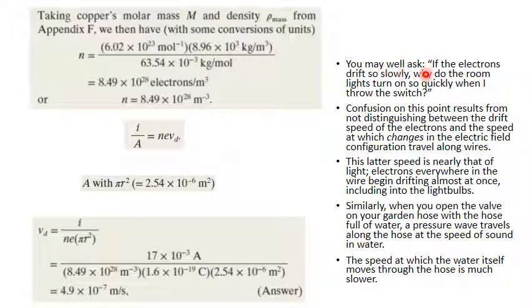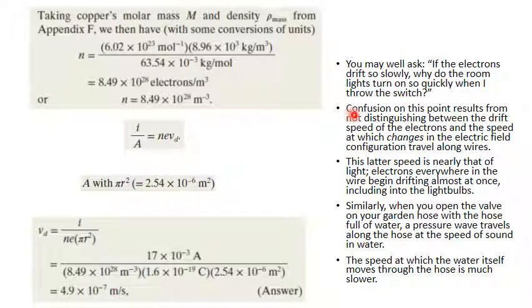You will ask, if the electron drift velocity is so slow, why do the room lights turn on so quickly when I throw the switch? Actually, we are not talking about the first electron in the wire moving to the end of the wire. No. We are talking about a stream of electrons. Each electron pushes the following electron. So the first electron pushes the second, the second pushes the third, and so on. So at the first instant of the movement of the first electron, the last electron will move.